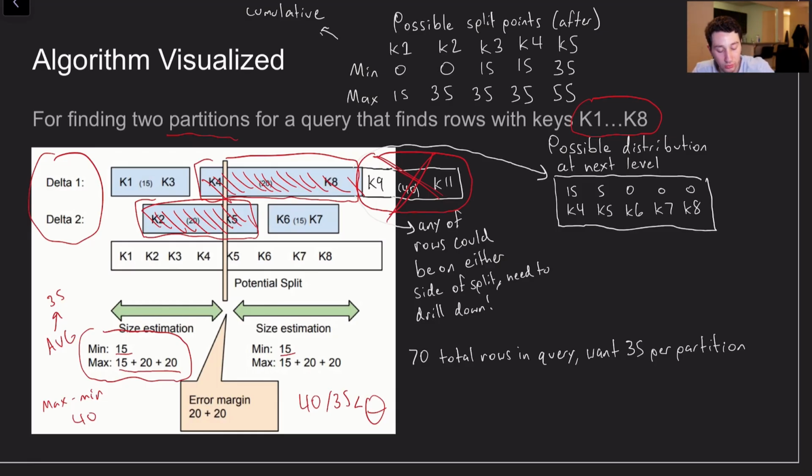Now let's imagine, for example, that we do our drill down, and then all of a sudden it turns out, hey, this guy over here becomes this, right? So actually there's 15 keys in K4, there's 5 keys that start with K5, and then everything else has 0. Now we have more information, and we can actually create a more accurate partition split. Cool, so hopefully that all makes sense.